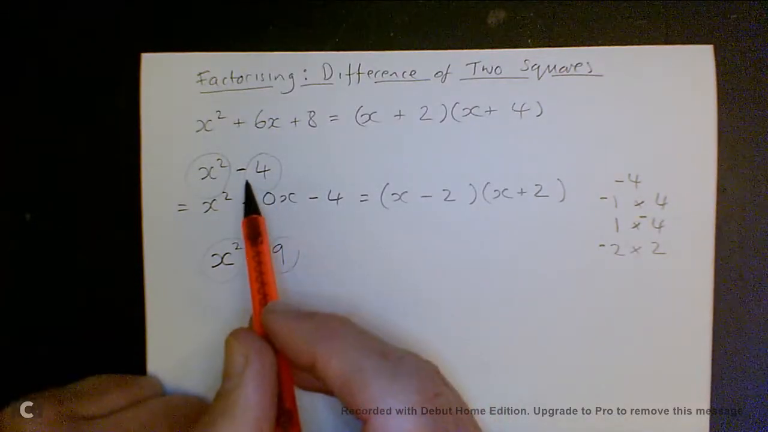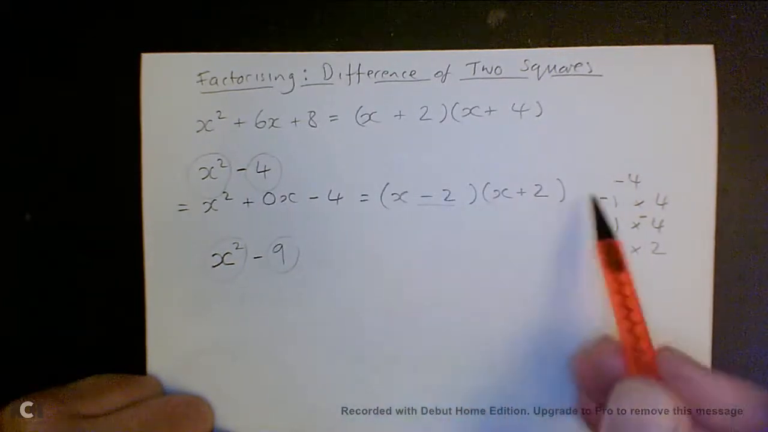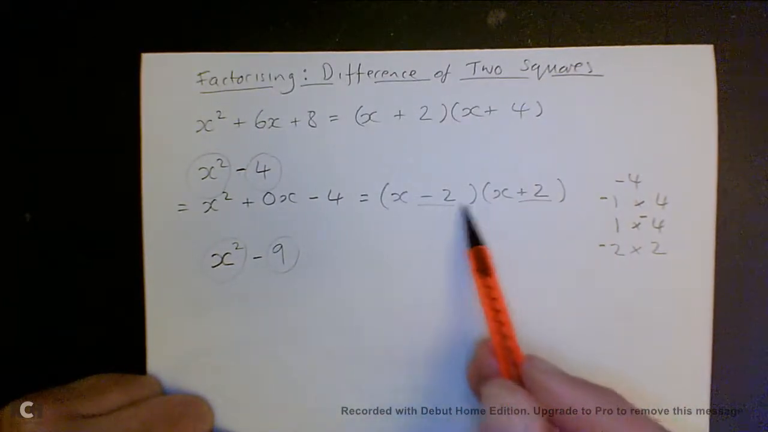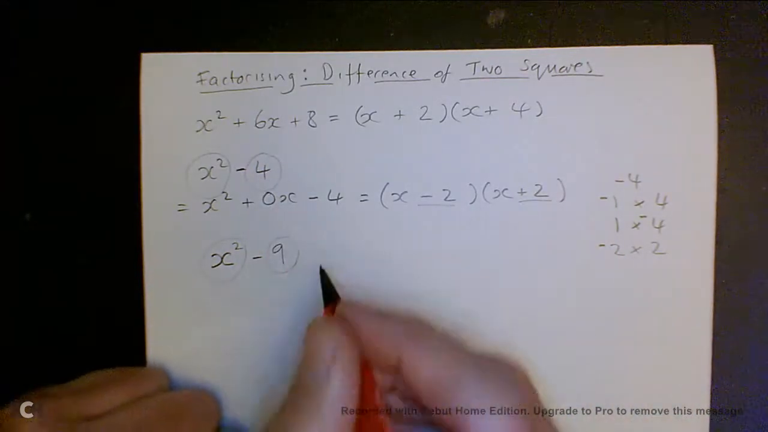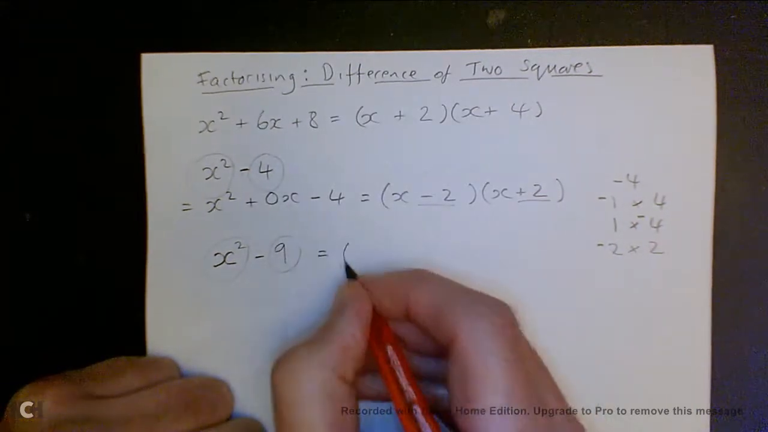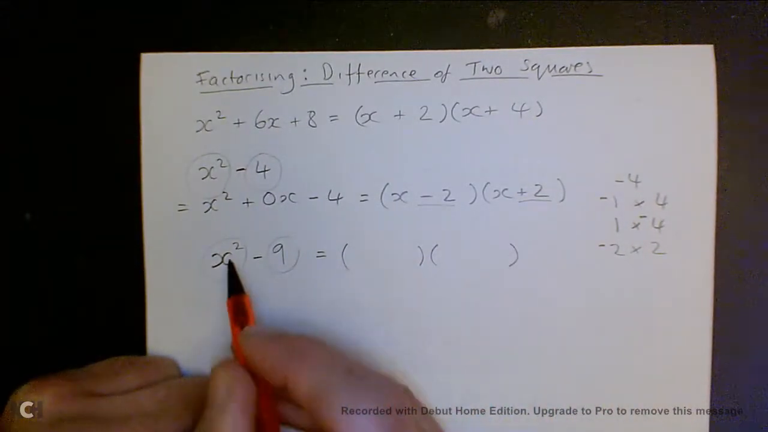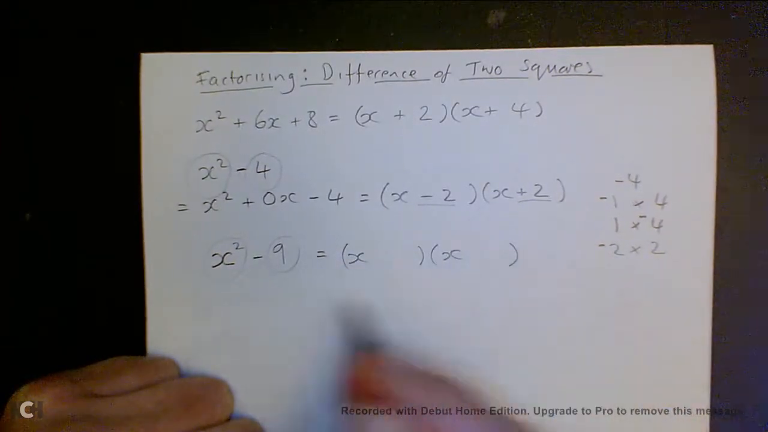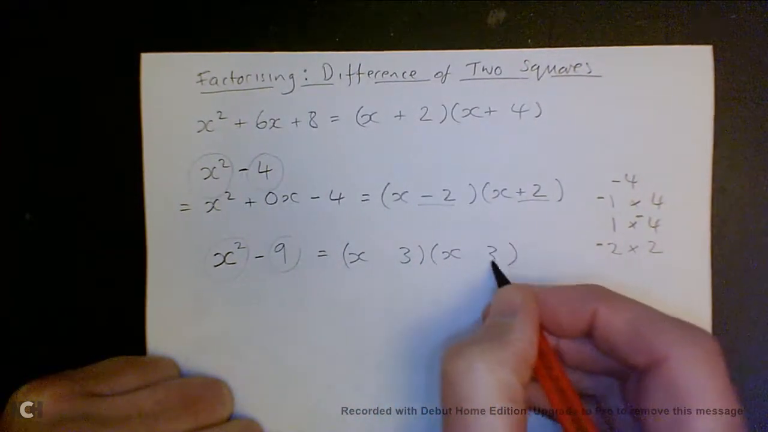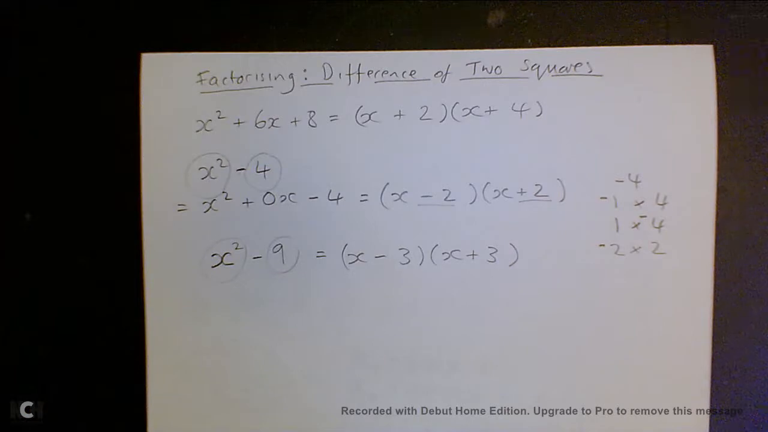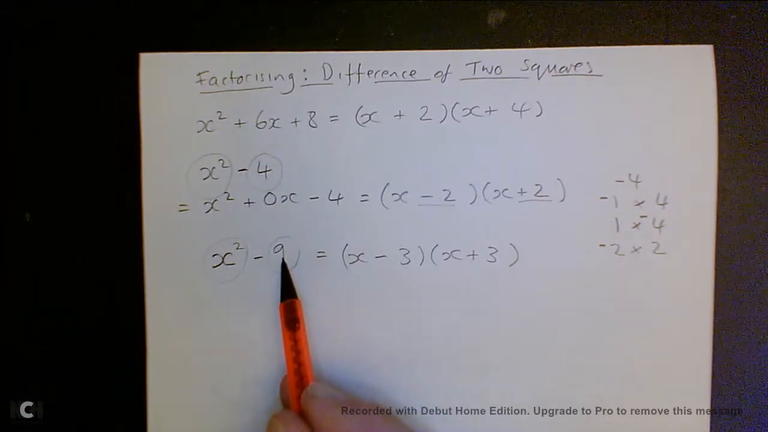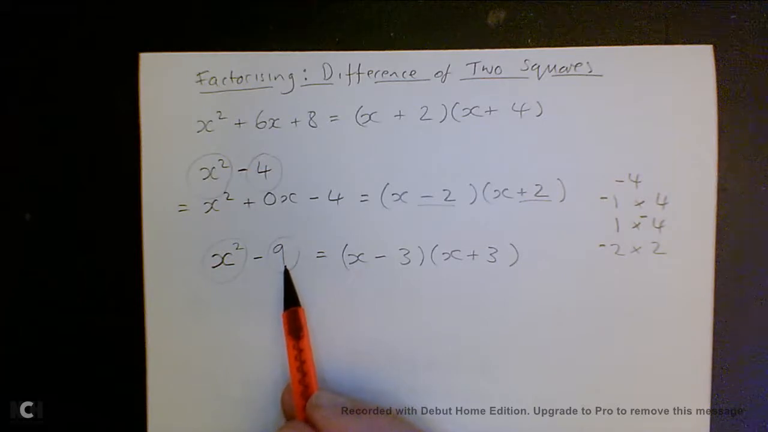Now if you look at this example, the negative 4, can you see how it splits into a negative 2 and a positive 2? That's because when you multiply these two things together, you get the 4, and when you add them, you get a 0. So to factorize this quickly, square root of x squared, square root of 9. I need one to be negative and one to be positive. And that's that factorized really quickly, providing that these are square numbers. So square numbers would be 1, 4, 9, 16, 25, 36 and so on.